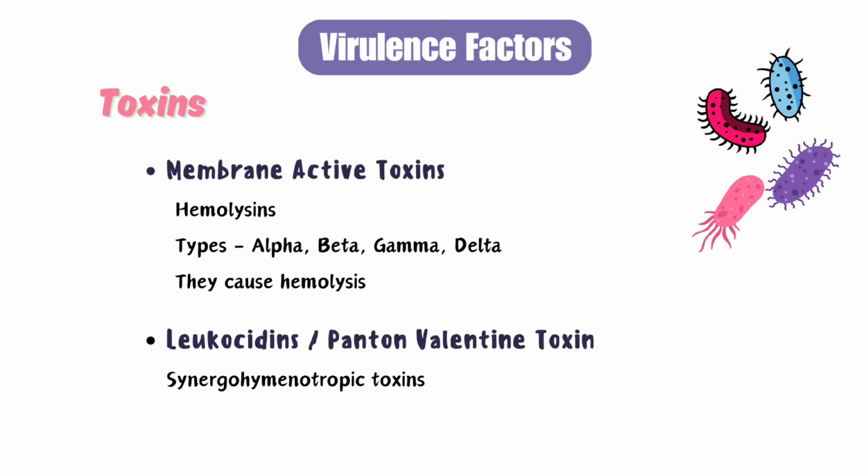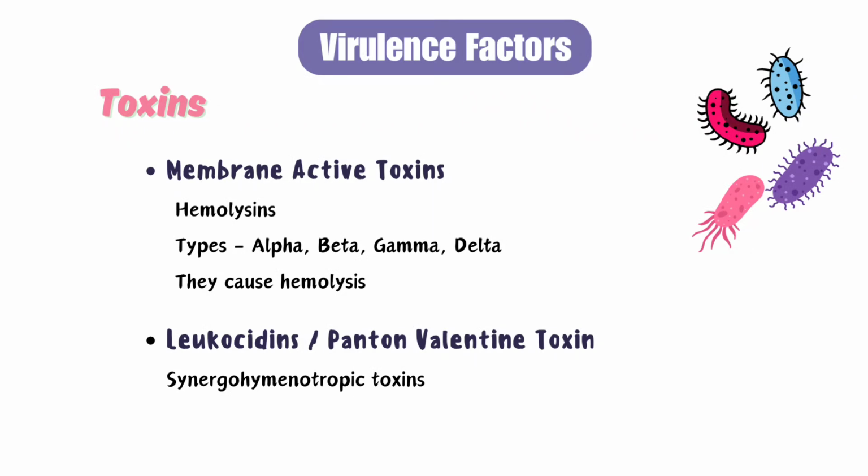The second type of virulence factors of these organisms are toxins. The first toxin we are going to see is the membrane active toxin. Staphylococcus aureus produces 4 distinct types of hemolysins, which are alpha, beta, gamma and delta. They are membrane damaging toxins that act on red blood cells, leading to destruction of RBCs, which is hemolysis. They differ from each other by their action on RBCs of different animals, and their lethal, dermonecrotic and leukocidal activity.